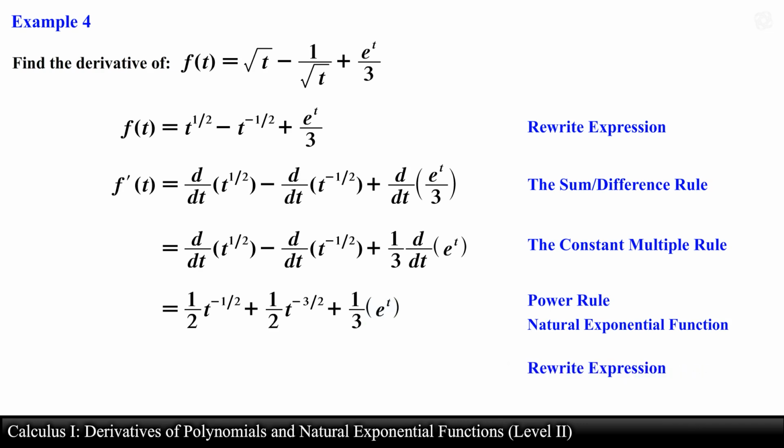Simplifying the expressions, we have that the final derivative is equal to 1 over 2 times the square root of t plus 1 over 2 times the square root of t cubed plus e to the t over 3. Alright, in our next and final video on this topic, we will go over more challenging examples that require us to algebraically rewrite functions before we compute their derivatives.